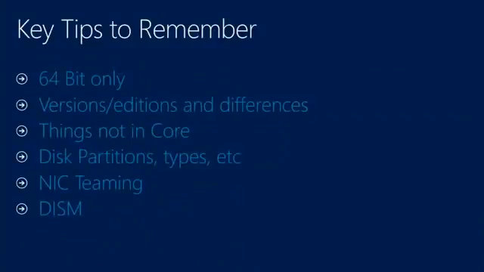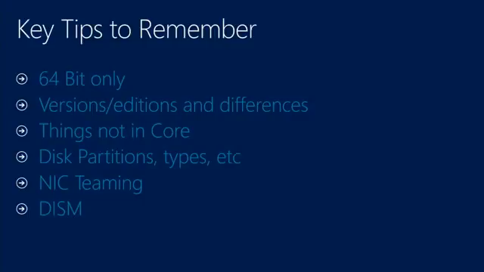Okay, key things to remember. So we just covered the first section. Key tips to remember: Windows Server 2012, 64-bit only, right? There's no 32-bit. If you get asked questions around 64 versus 32-bit, remember, 64-bit only. And versions and editions and the differences. We talked about the fact that you have Windows Server 2012 all the way from Foundation to Datacenter, and Essentials. If you're not working with the other two, Essentials or Foundation, get familiar with them. Just know what they do, know why you would use them and what scenario they would come into play.